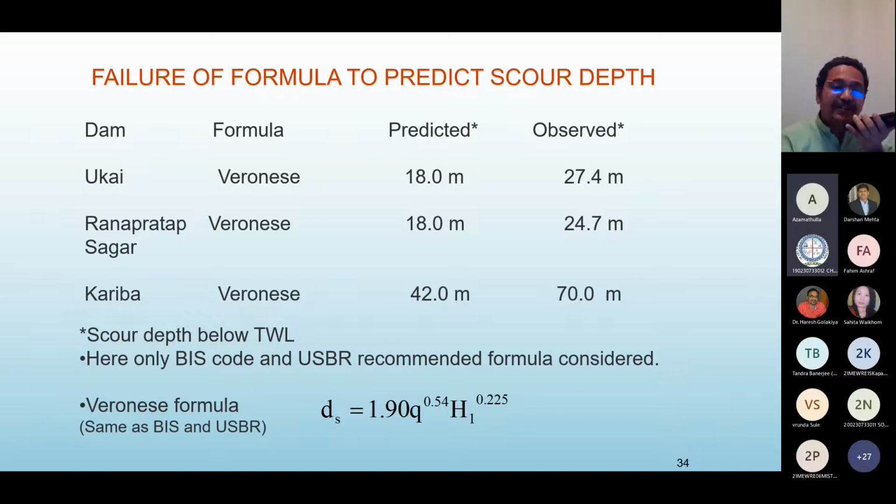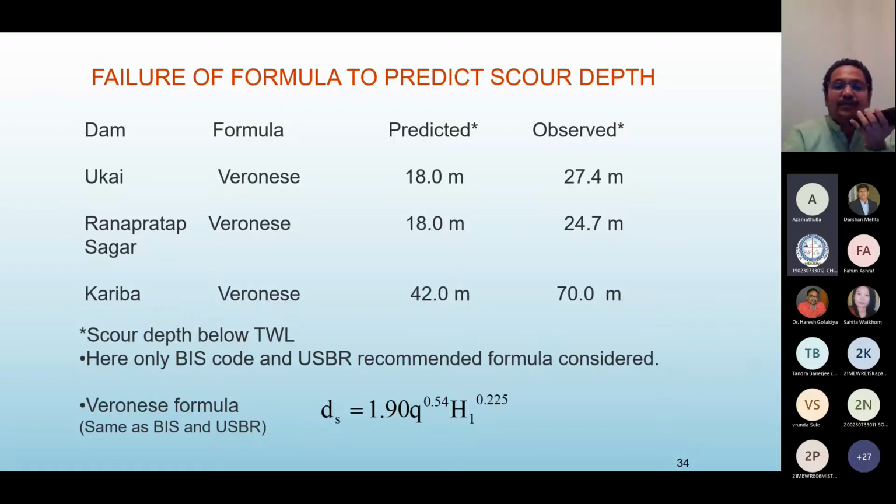Still, the Bureau of Indian Standards and the United States Bureau of Reclamation are both using the same formula till now. They appreciated my paper at the time, but I really don't know whether they updated it or not. So discharge intensity and head only they considered, and the prediction using this formula is a simple empirical formula.